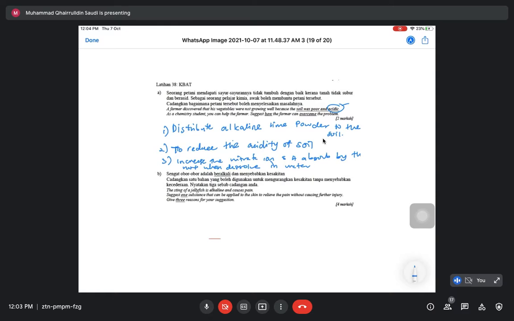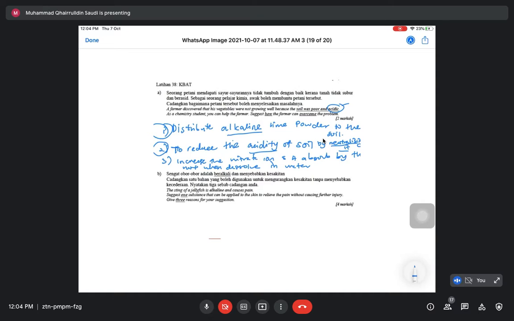But the main point is these 2. You have to distribute alkaline lime powder to the soil. Actually, you have to write down 1 important word here: to reduce the acidity of the soil by neutralizing it. This is the important word. Alkaline, neutralize, and acidity. You must have these words.